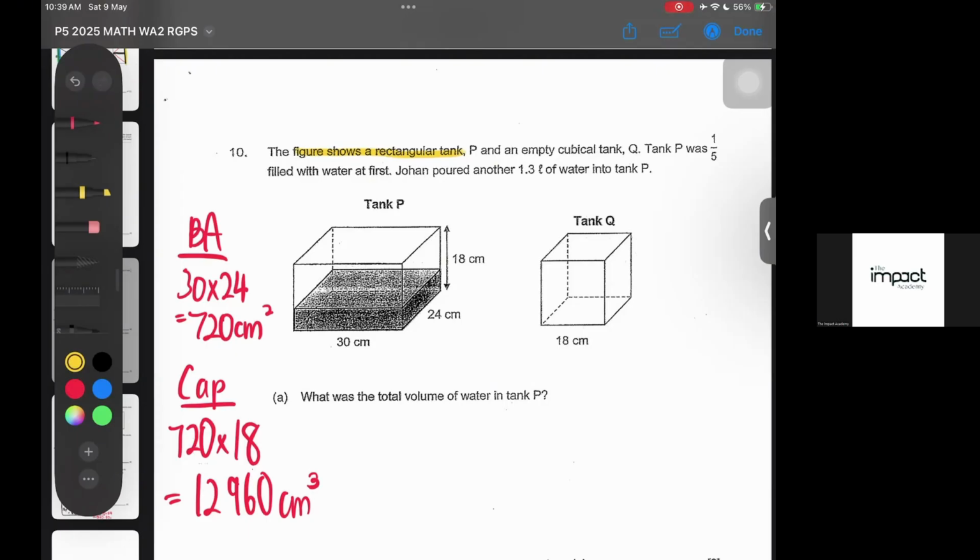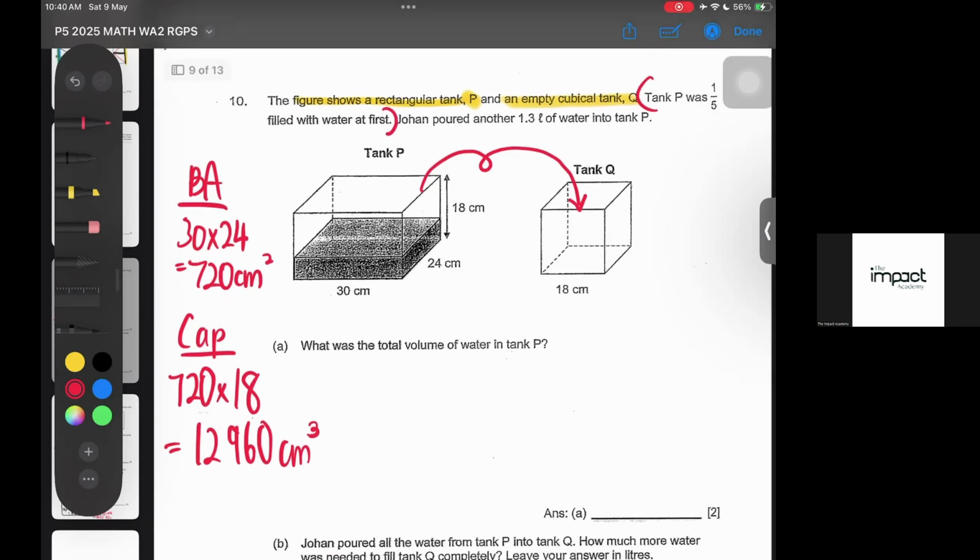Now, my question to you is the following. What happens is that water goes where? From an empty cubical tank. The figure shows the rectangular tank P and an empty cubical tank. So water goes in from here all the way to here. And after that, in fact, they already told you tank P was filled with 105 filled with water. So we're going to say volume of P. How do I find volume of P? 105 times 12960. Do you understand what I'm trying to say?